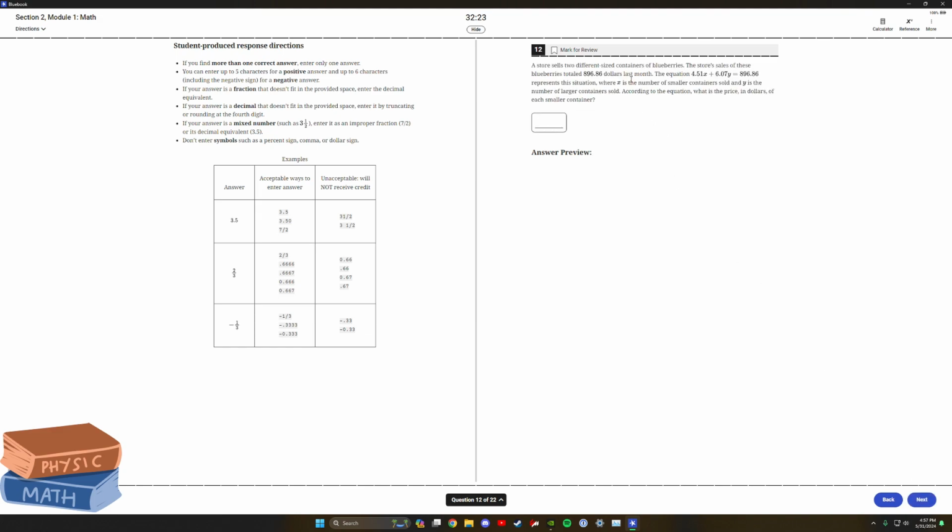The equation, x is the number sold, according to the equation, the price in dollars of each smaller container. So the small container, x is the number of smaller containers sold. So the price of each smaller container, it's a slope, 4.51.